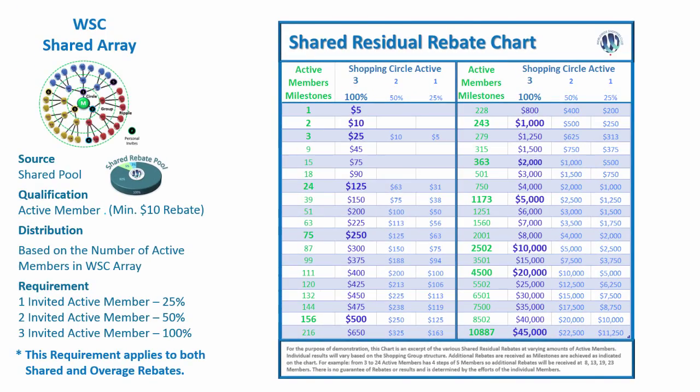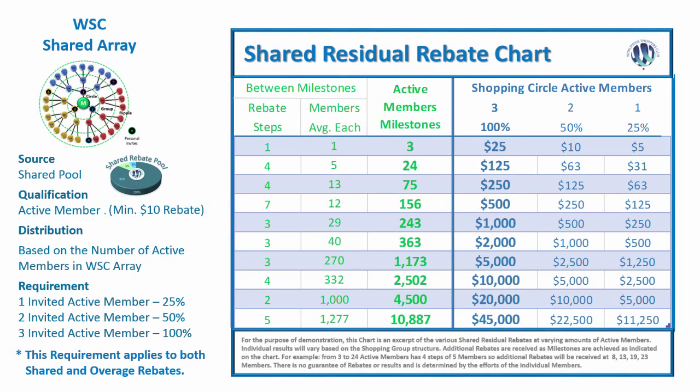So that is the residual rebate chart and how a member receives rebates through the Worldwide Shoppers shared array. Now that you understand the steps to receive additional rebates, this chart will be represented in presentations in a shorter form. Rather than have the 2 columns and all those lines, we shortened it down to just these 10 steps. Just so you understand now and can explain it to others, what the between milestones is just a description of the steps and the average number of new members you need to get to those steps.